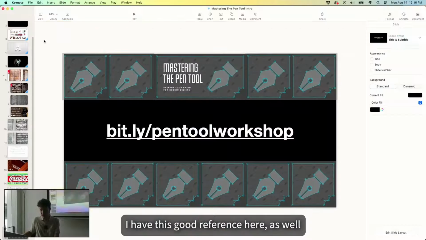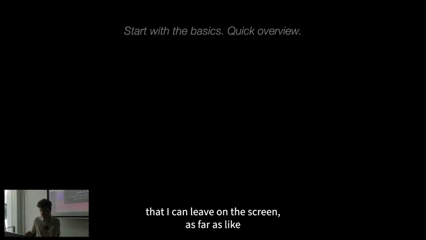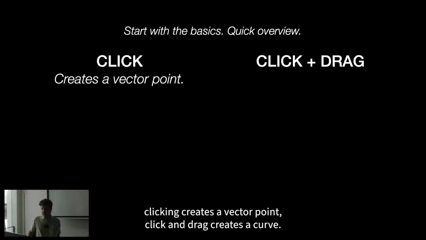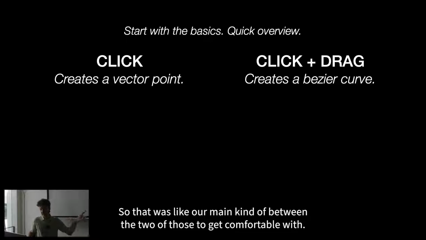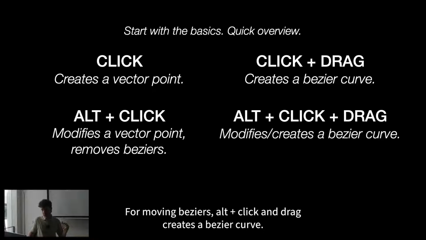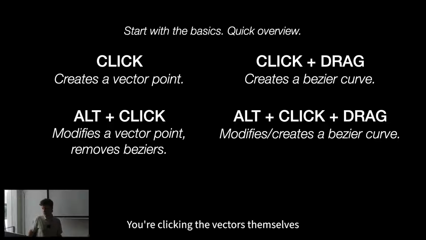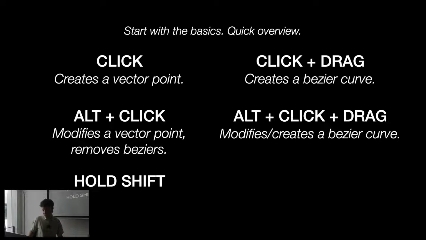I have this good reference here as well that I can leave on the screen. Clicking creates a vector point, click and drag creates a curve. So between those two is what we wanted to get comfortable with. Alt-click modifies a vector point, removing Béziers. Alt-click and drag creates a Bézier curve. We saw that as we drew a curve or wanted to modify a curve. You're clicking the vectors themselves.